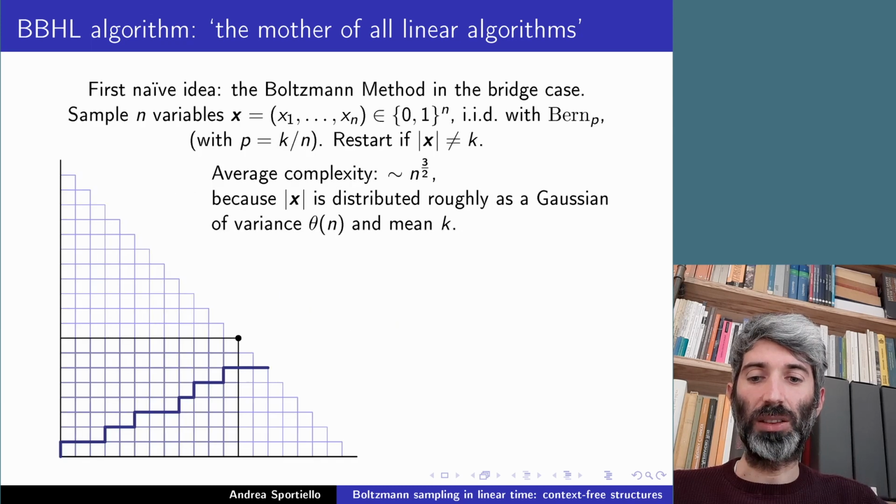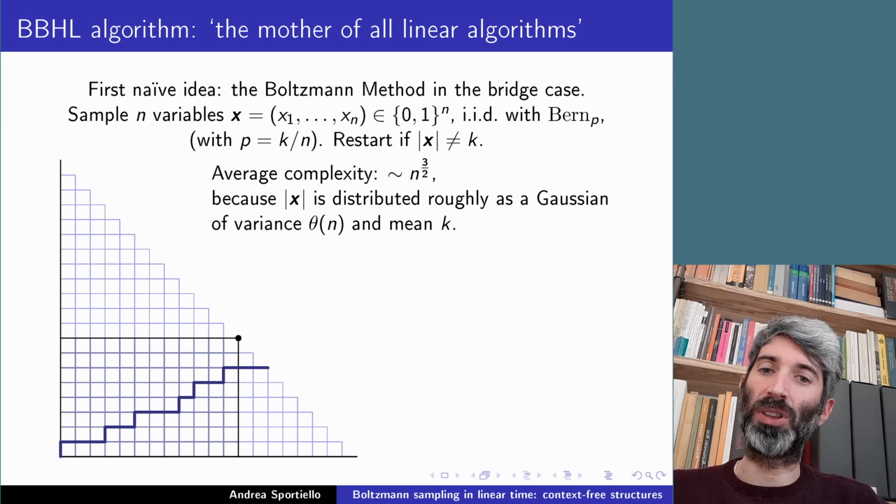The idea is essentially starting from the same problem that we are facing with bridges. Now we have walks that go in the northeast direction and have to reach that black point. You can tune the parameter of your Bernoulli distribution so as to have the good drift, but you will arrive normally at a square root n distance with respect to what you want. So the naive Boltzmann for bridge, in a sense, will be wrong here. It will be only of n to the 3 half.